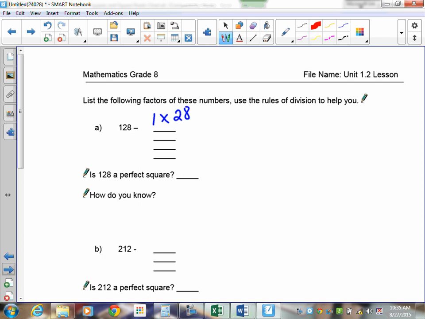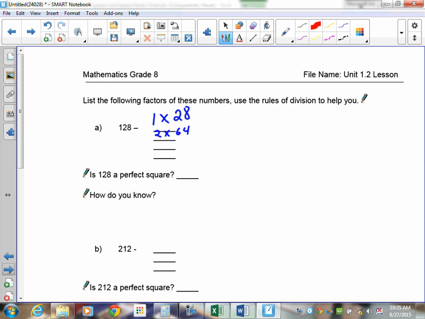Now, if you go back to the lessons in grade 7, we had the divisibility rules. Right? So, does 2 go into 128? Well, 8 is even, so that means it does. So, 2 times what gives you 128? That's 2 times 64, and you can use your calculator to find it. Don't try to go and check every single number. Remember the method we're using.